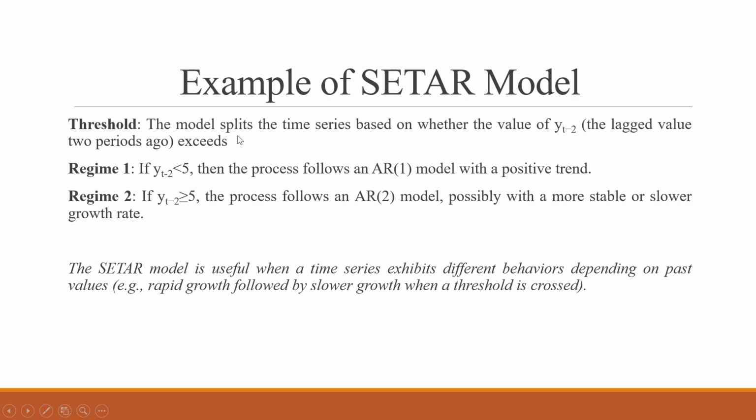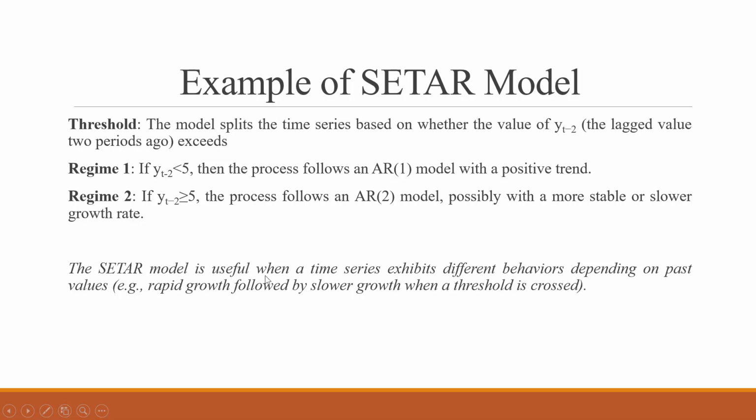Threshold. The model splits the time series based on whether the value of y t minus 2, the lagged value two periods ago, exceeds 5. Regime 1: if y t minus 2 is less than 5, then the process follows an AR1 model with a positive trend. Regime 2: if y t minus 2 is greater than or equal to 5, the process follows an AR2 model, possibly with more stable or slower growth rate.